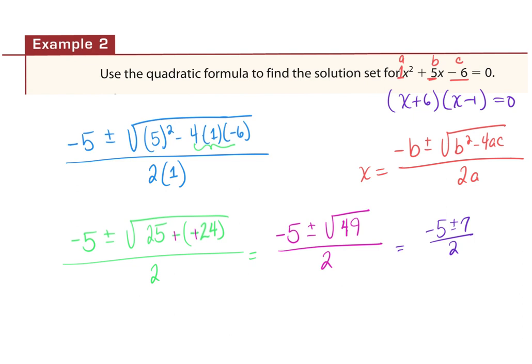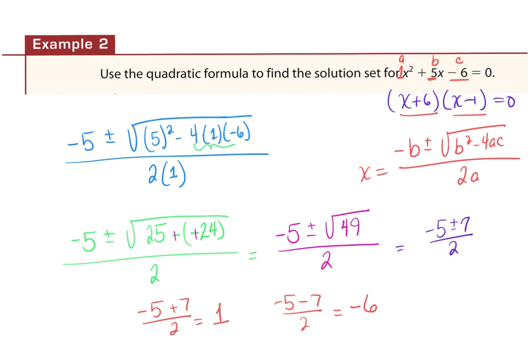So I have negative 5 plus 7 over 2, right? And I have negative 5 minus 7 over 2. Negative 5 plus 7 is 2. 2 divided by 2 is 1. Negative 5 minus 7 is negative 12 divided by 2 is negative 6. That is my answers, okay?